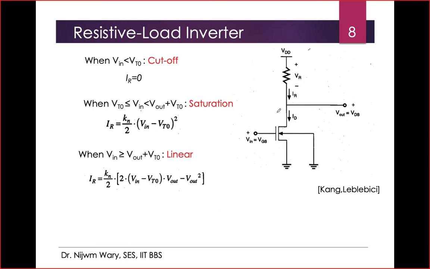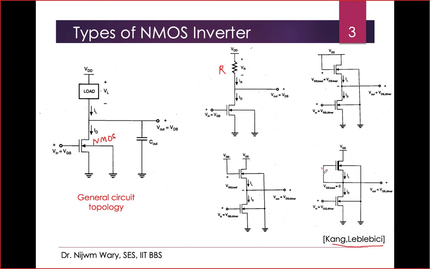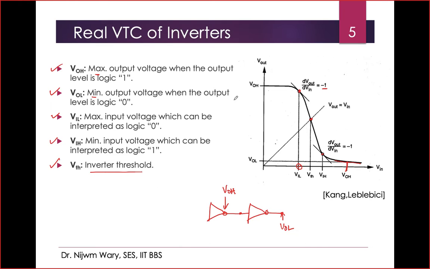So now next, as we have seen, we have multiple kinds of inverters, and depending upon the load that I provide, we can have different kinds of configurations. Now we'll focus on this inverter with resistive load, and we'll try to define all the different parameters for this inverter, and also see what those margins are.